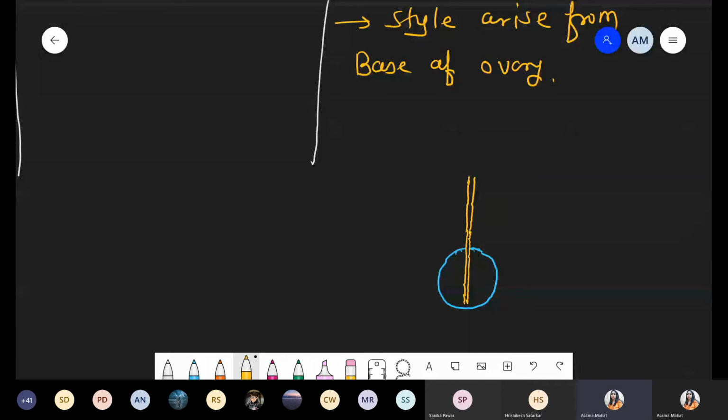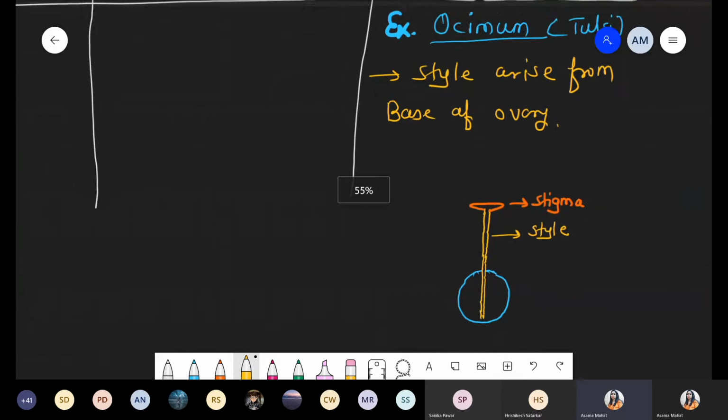And now there is the presence of stigma. This part of the stigma, below it is the ovary. And this yellow color represents the style. What is the meaning of gynobasic? The style arises from the base of the ovary. Very common in Ocimum, that is Tulsi.